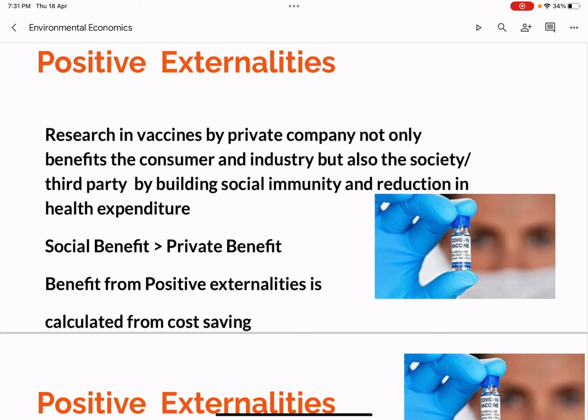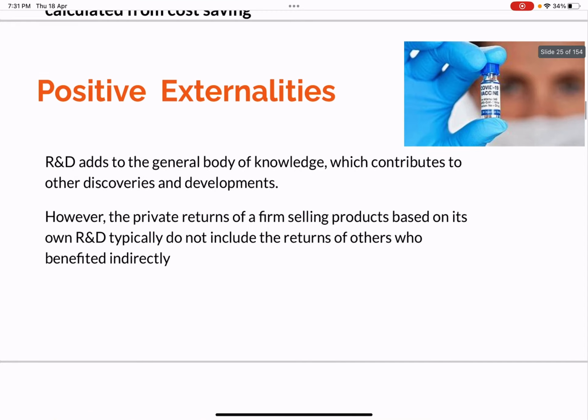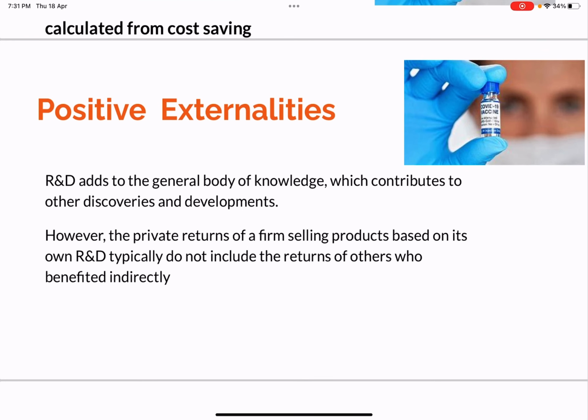If by some other way we make sure that the 101st consumer is not paying but the society is paying for that, then that becomes the marginal social benefit. Okay, so this is the way we look at the marginal private benefit and marginal social benefit in case of positive externality. As we had said when we talked about externalities, research and development adds to the general body of knowledge, which contributes to other discoveries and developments, and R&D is going to help the general society at large. Okay.